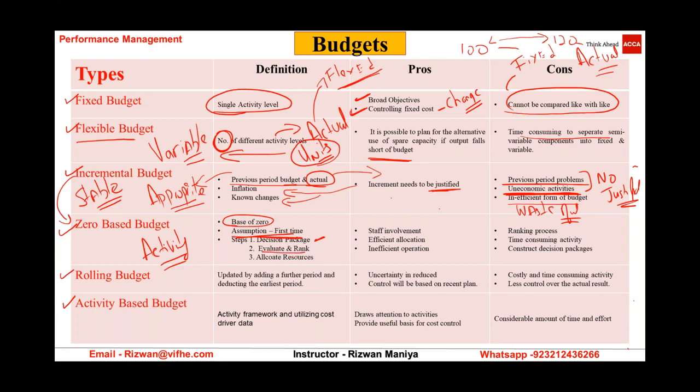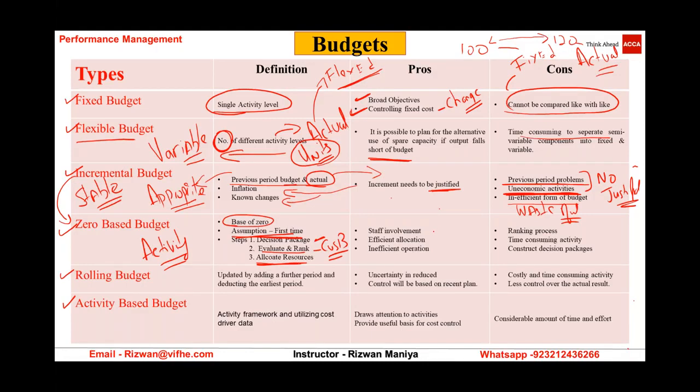Then we evaluate and rank, which means decision packages are prepared for so many activities. So what we do is that we then evaluate on the basis of cost versus benefit, that which activity is more important than the other one. So all the decision packages are compared. For example, we compare the activity of a canteen with the activity of maintenance, and through that we perform a cost versus benefit analysis, and after that we allocate the resources. So the one that is more important is included in the budget first. So it's opposite to incremental budget.